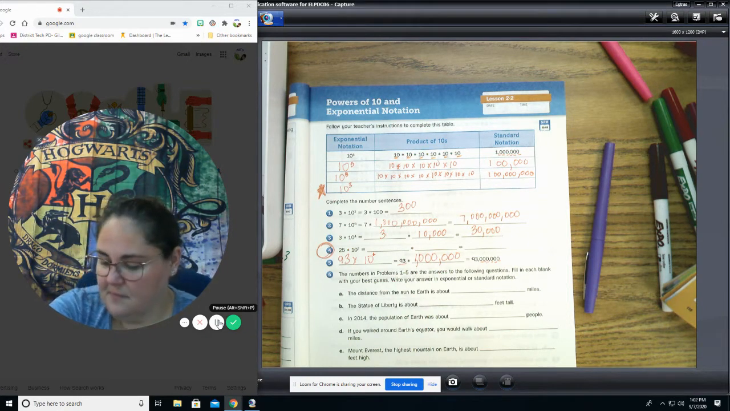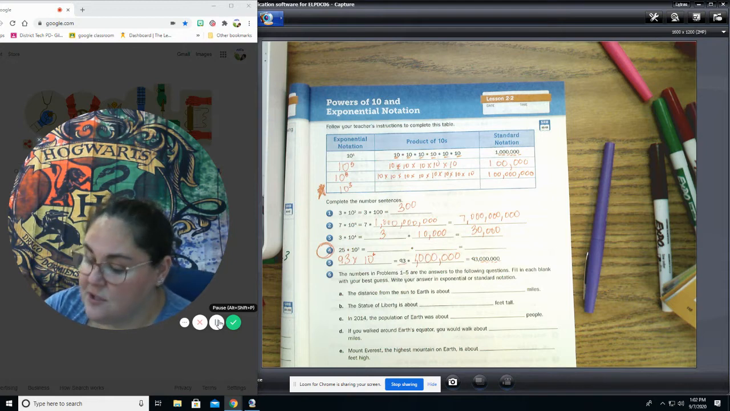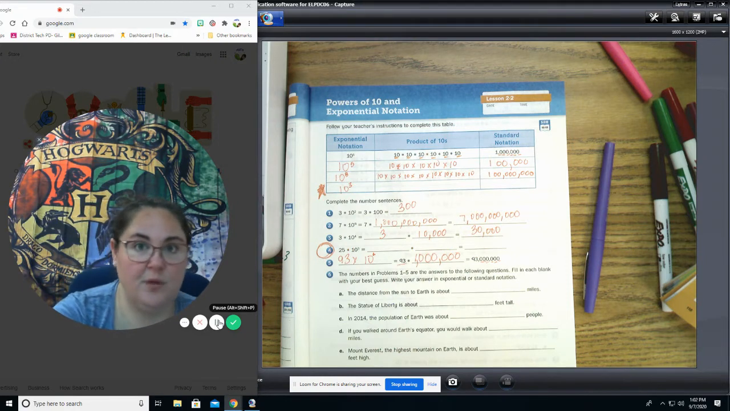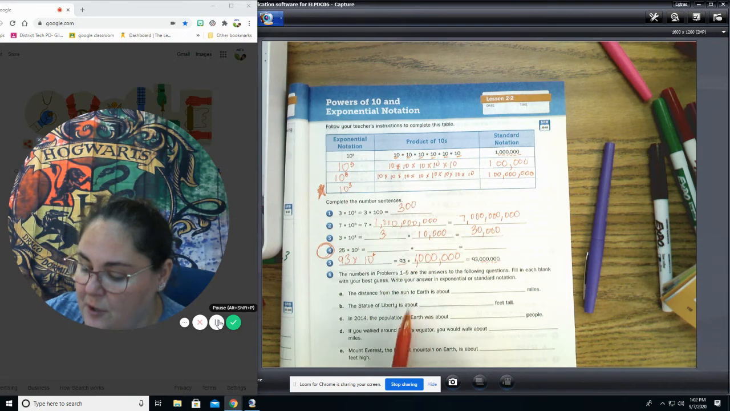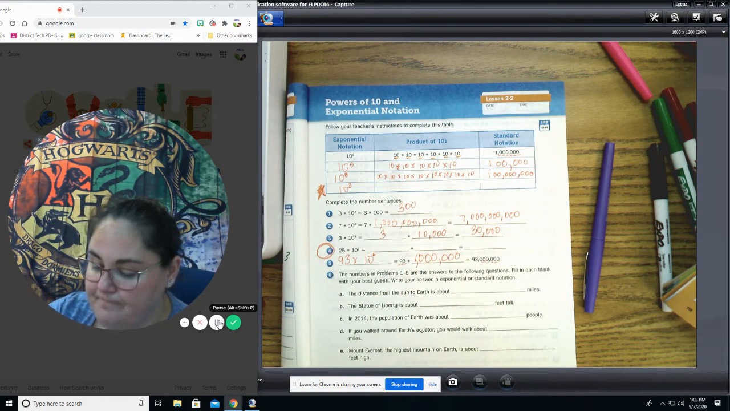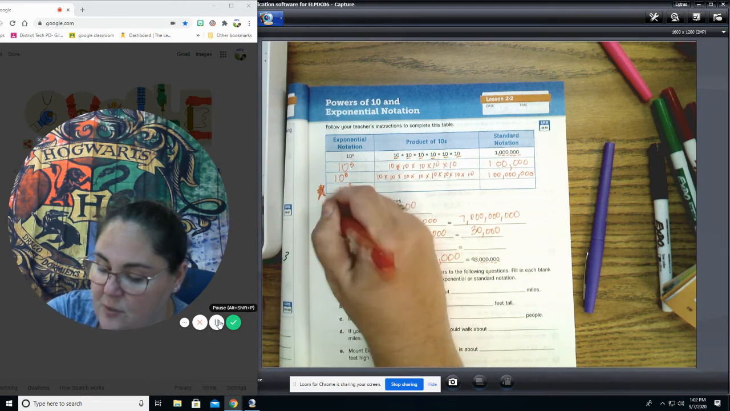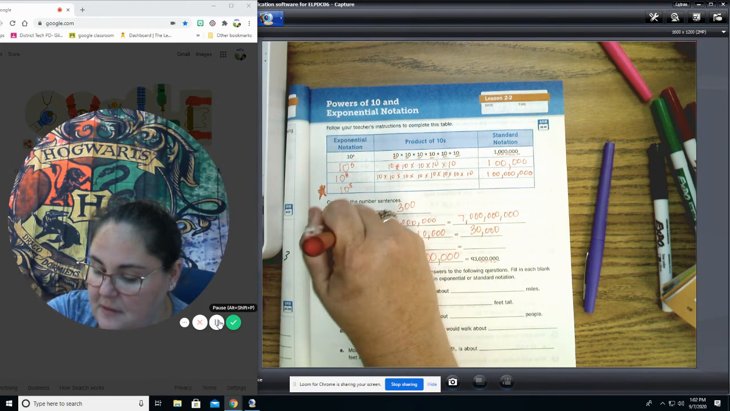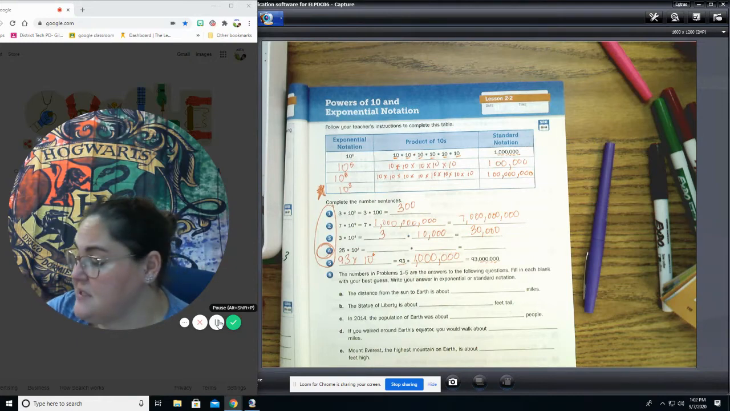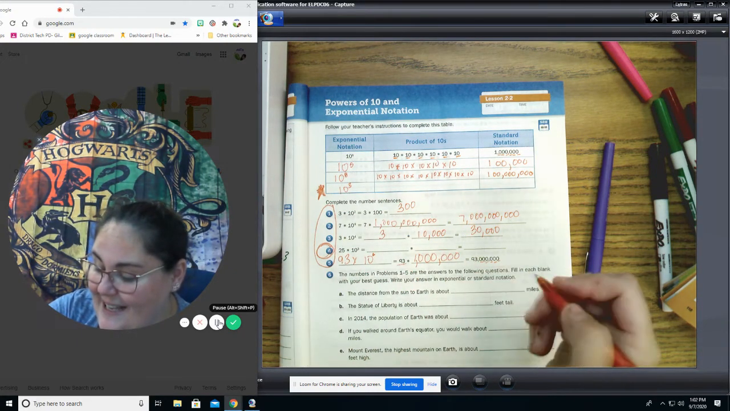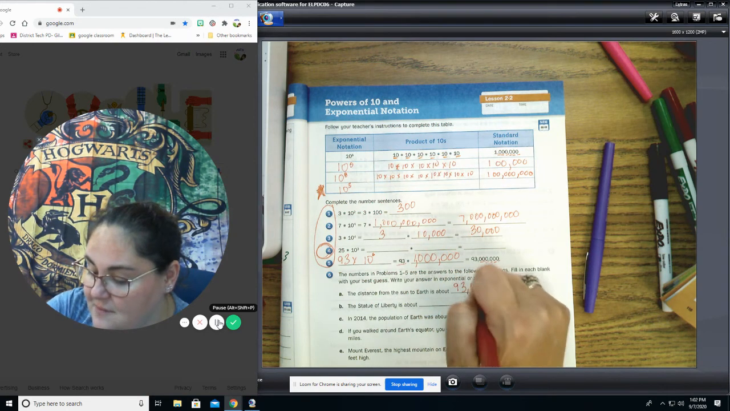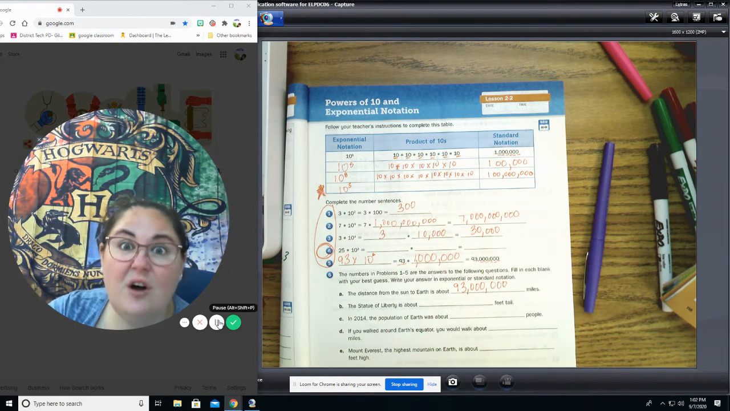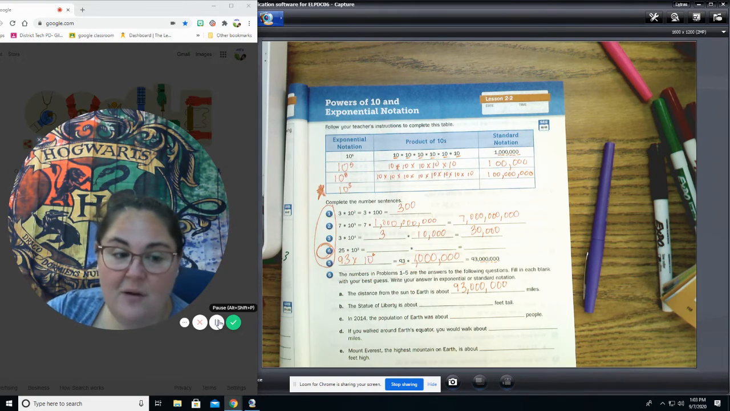Number 6. The numbers in problems 1 through 5 are the answers to the following questions. Fill in the blank with your best guess. Write your answer in exponential or standard notation, so you could write this in any form you want. The distance from the sun to the earth. We're going to use numbers 1 through 5 to answer these questions. The distance from the sun to the earth is about 93 million miles. That's a long way.